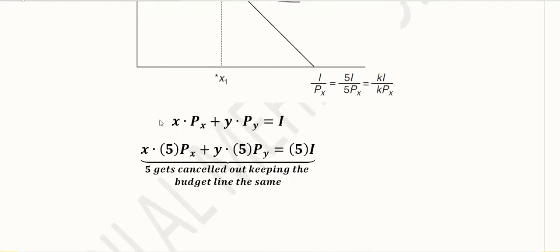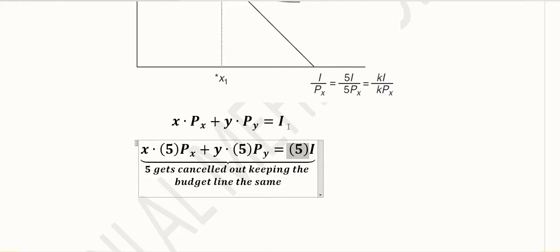And here it is, the structure of the budget line is in front of you. You can see the prices on the left hand side, and when we make them 5 times, or multiply by 5, it also happens on the right hand side, because income is also now 5 times what it was before. Now if we take 5 common on the left hand side, it will be cancelled out with this 5 on the right hand side. So this cancellation will keep the budget line the same, it will revert back to the original functional form that it has.